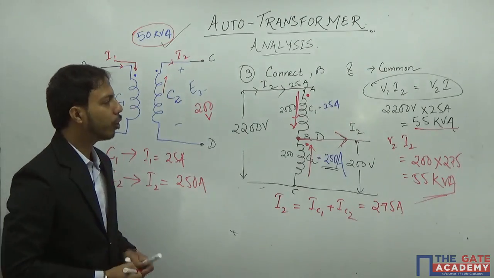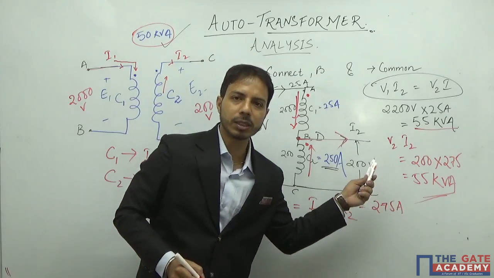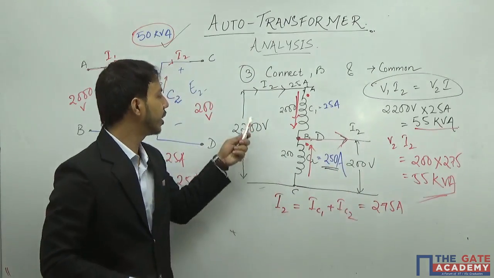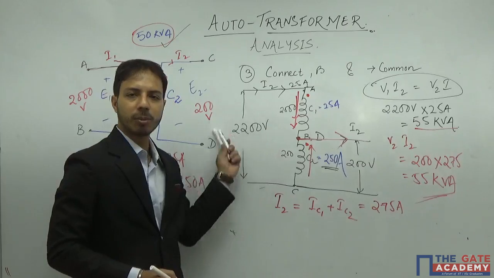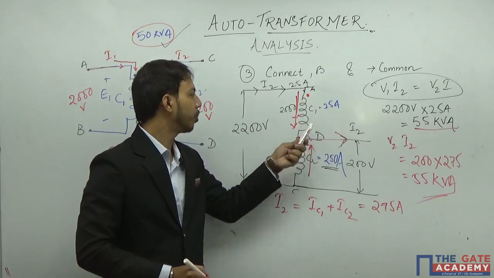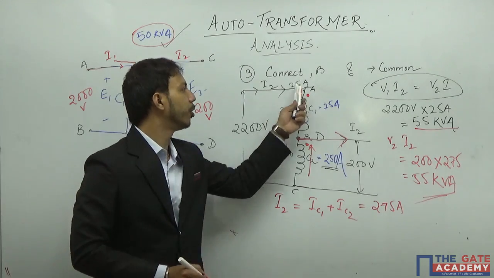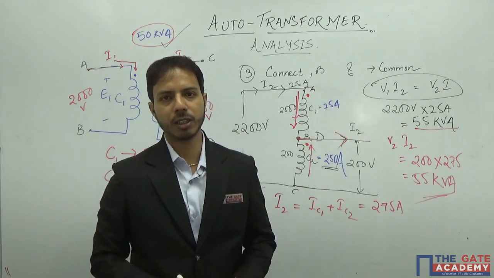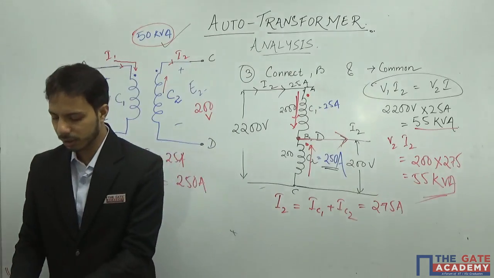So this is just for verification purposes. The simple way to find it out is to multiply the voltage on the primary side with the current in the coil C1. That means 2200 into 25, and you will directly get your kVA rating. Once you get your kVA rating, it's done.